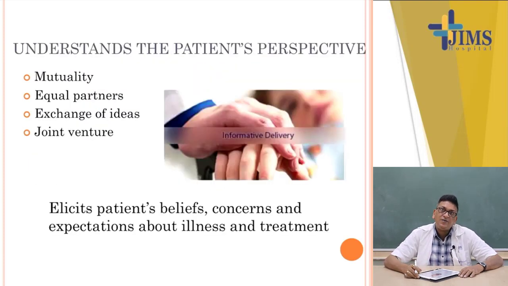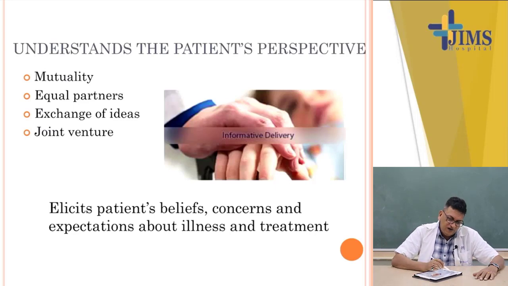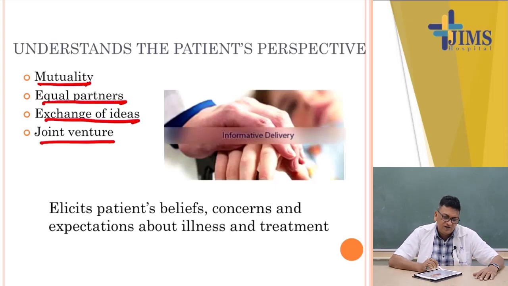Understand the patient's perspective also. That's important. You see which socioeconomic group the patient belongs to, and when you suggest a solution, like this could be the treatment, whether the patient can afford it or not. So how can you best proceed with the patient? Mutuality is important: equal partnership, exchange of ideas, and joint venture. These are the four parameters through which the patient's perspective can be understood.